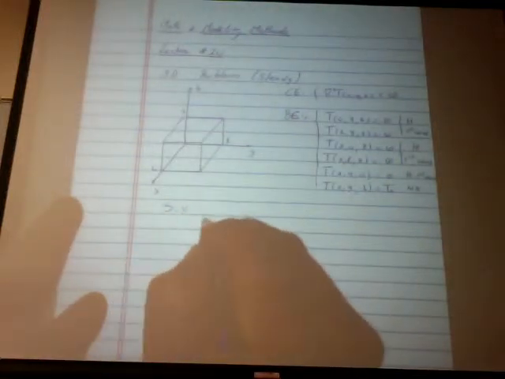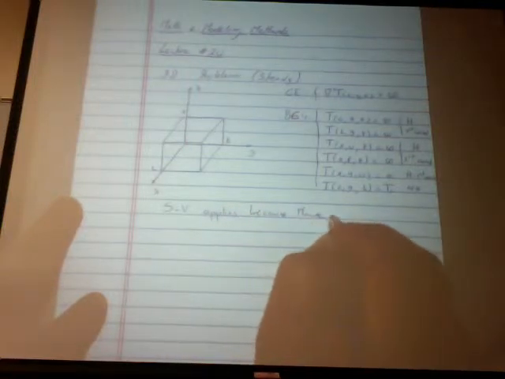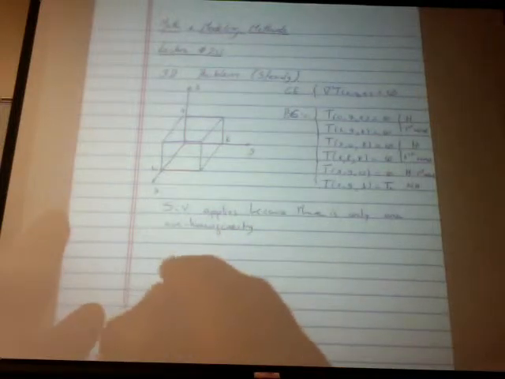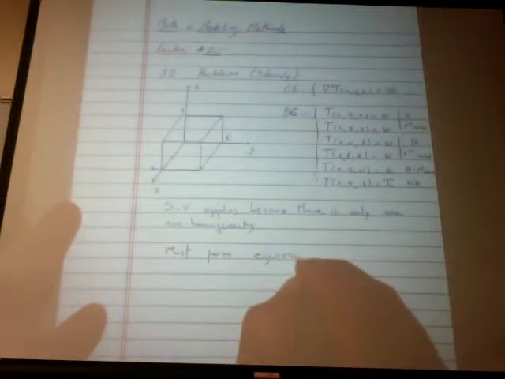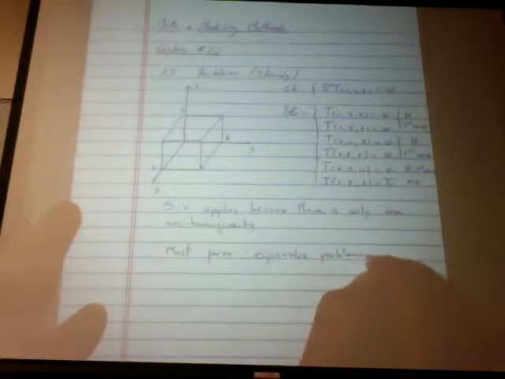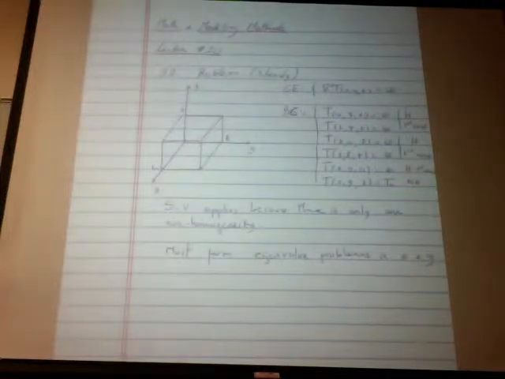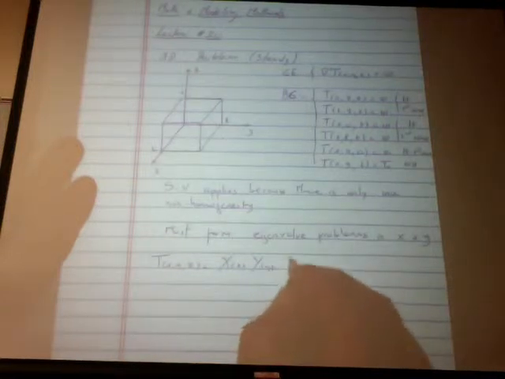So separation of variables applies because there is only one non-homogeneity. We must form eigenvalue problems in x and y, because those are homogeneous directions. Alright? So we start by saying that T is X(x) Y(y) Z(z).